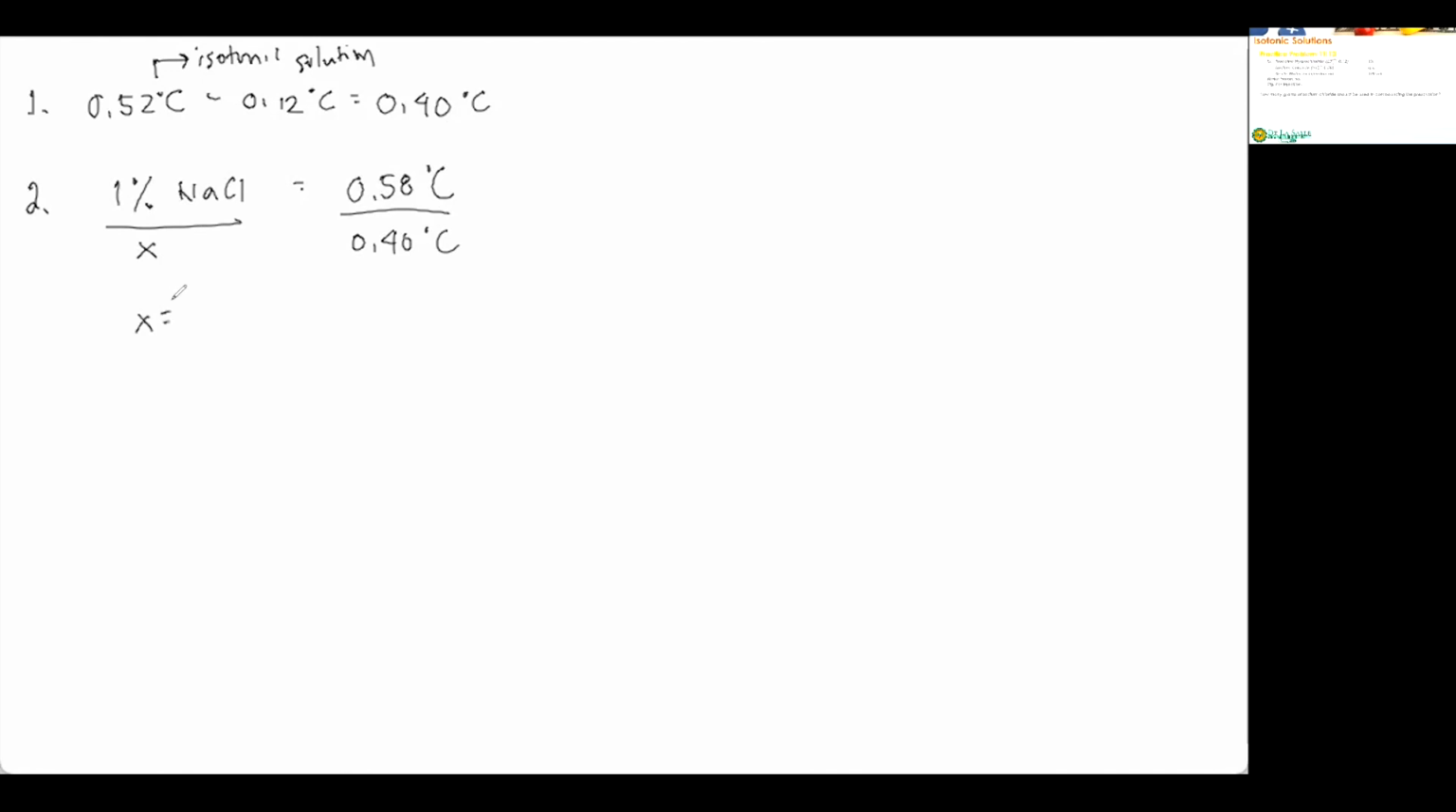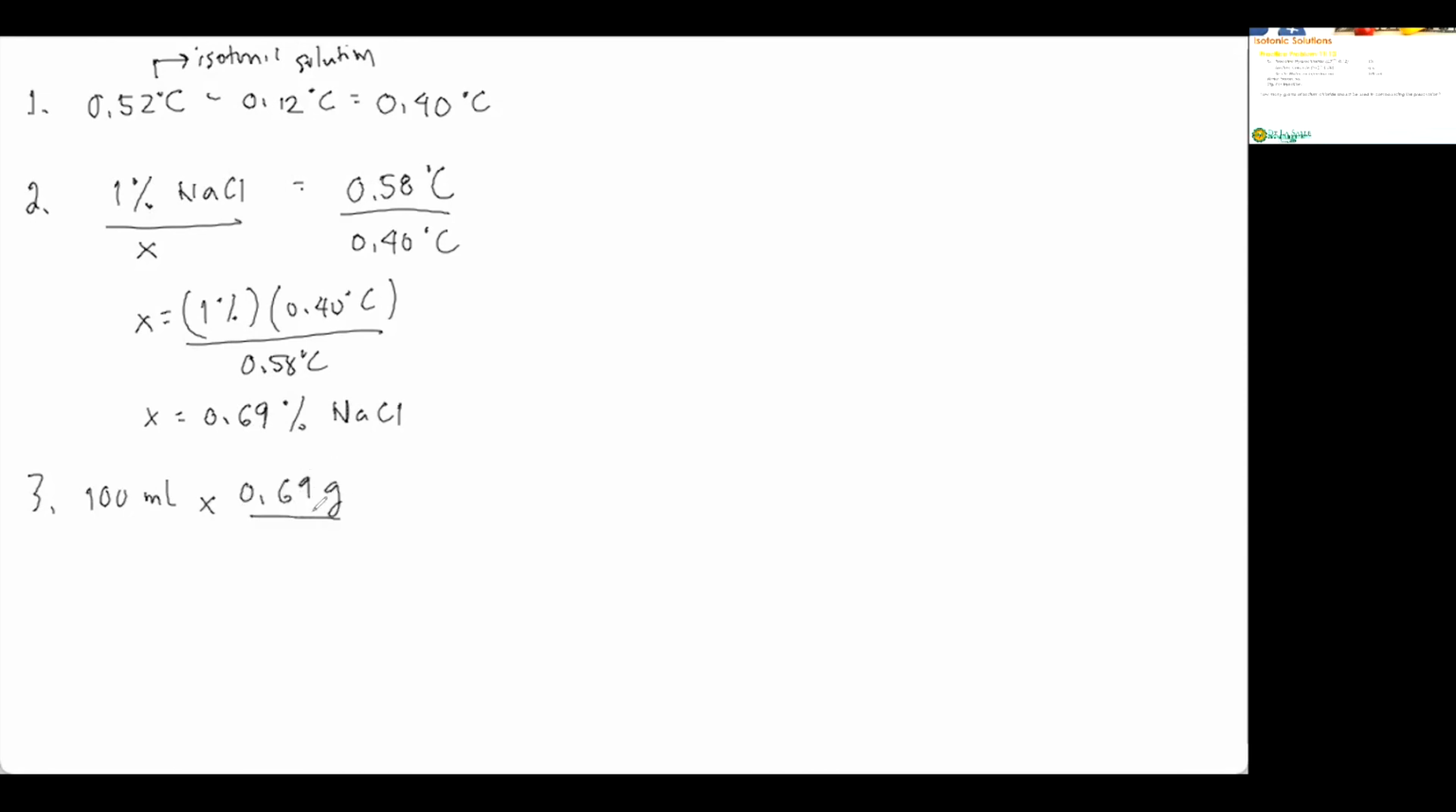So we solve for the value of x. The value of x is equal to 1% times 0.40 degrees Celsius divided by 0.58 degrees Celsius. So that value is equal to 0.4 divided by 0.58, and that is equal to 0.69%. This is the percentage of sodium chloride that must be present in the solution. The third step that we will do is we simply multiply the volume, which is 100 ml, by this concentration, which is 0.69% or 0.69 gram per 100 ml. So we now have this answer: 0.69 gram of sodium chloride needs to be added to make the solution isotonic.